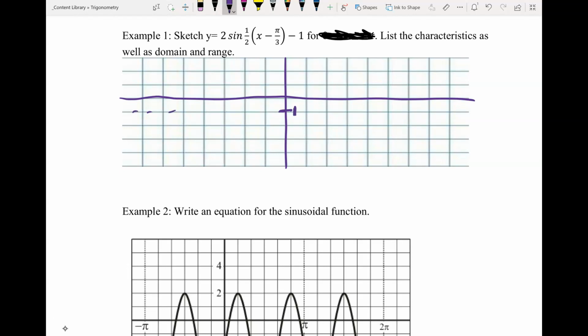So that's our new midline here, just drawing it dotted as a reference point for us. Then if you look at step 2, it says determine our starting point by looking at the horizontal shift. Our starting point would usually occur at (0, 0), but instead I have to go down 1 and also move pi over 3 to the right. So that's where my starting point is going to be, and I also have to label this as pi over 3.